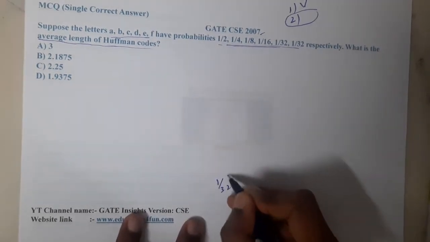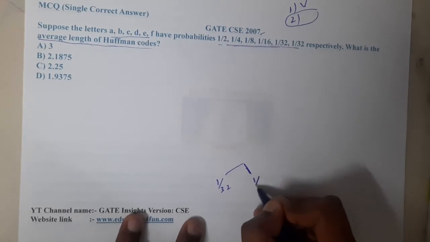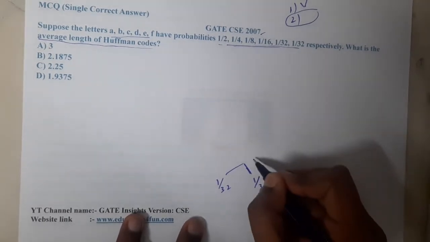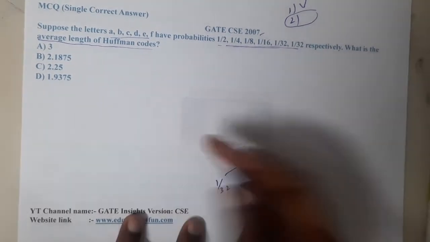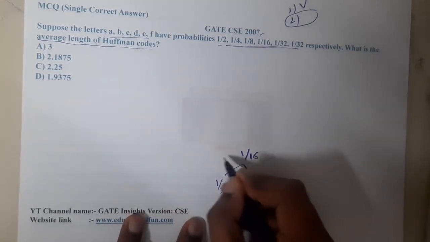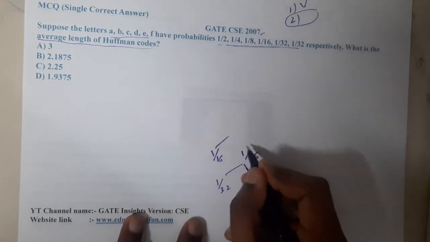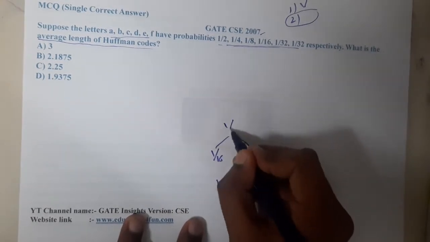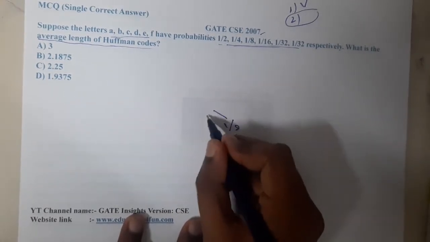So it is 1 by 32 and 1 by 32. On this side. Now shall we do this side, guys? Anything will work. So the answer is 1 by 16. Assume that I wrote 1 by 16 on this side. Again, let us add. So it is 1 by 8. Again we will be getting 1 by 8.